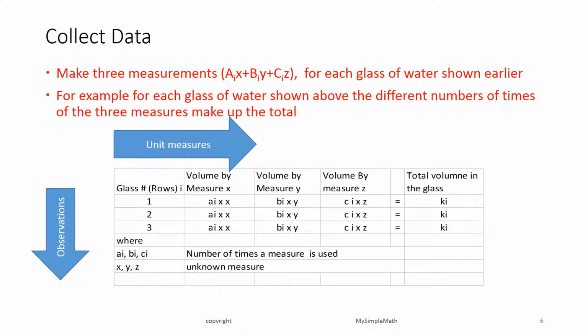Let's set up the experiment, and after that we collect the data. We collect the data as unit measures going towards the right, and the number of observations going down. The unit measures are x, y and z. These are unknowns. Ai's are the coefficients, the number of times that each glass Ki was filled up with unit measures of x, unit measures of y, and unit measures of z.